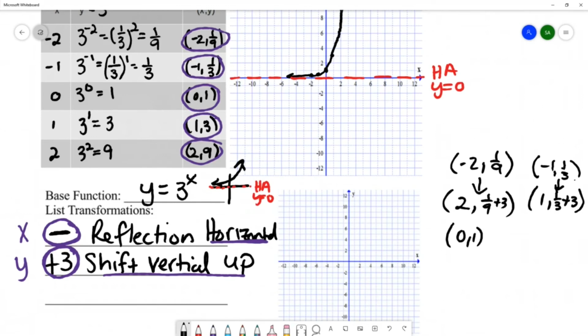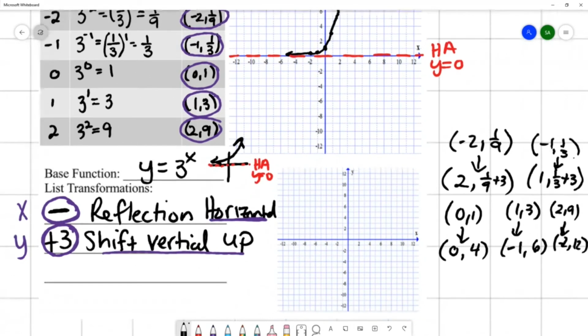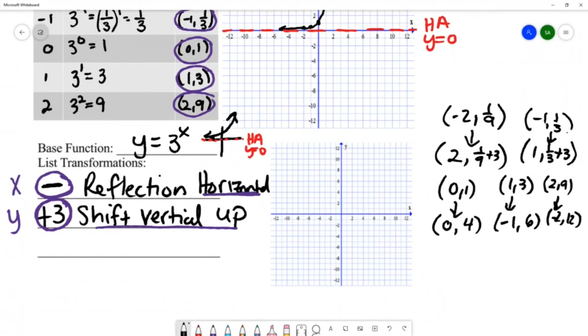The point 0, 1, well, the x is 0, the opposite of 0 is still 0, and if you add 3 to 1, you get 4, so that point will move to 0, 4. The point 1, 3 will become the opposite x and add 3 to 3, and you get 6. And then the point 2, 9 will be -2, the opposite x, and add 3 to get 12. So if we keep those points in mind, in addition, the horizontal asymptote is at 0. We're going to shift that up 3, so it's going to move to be at y equals 3.